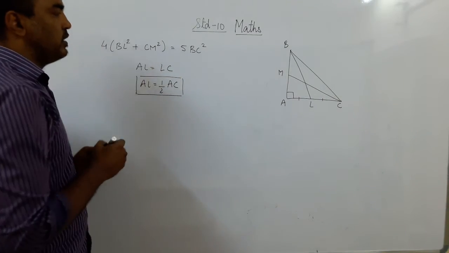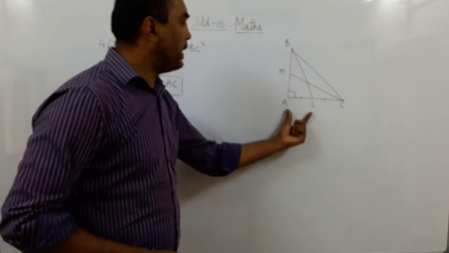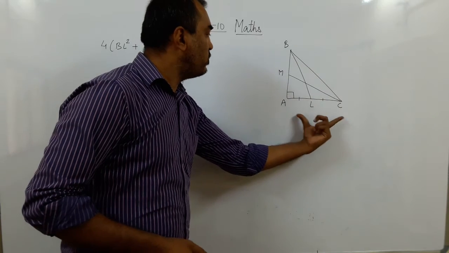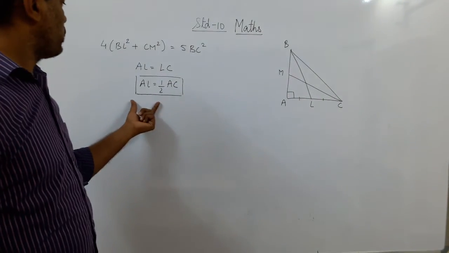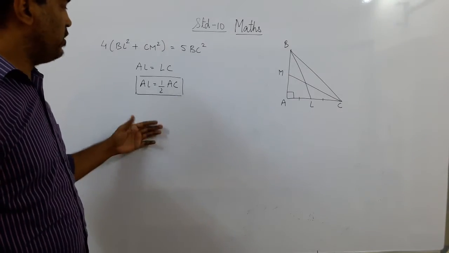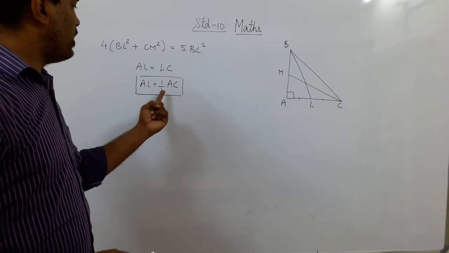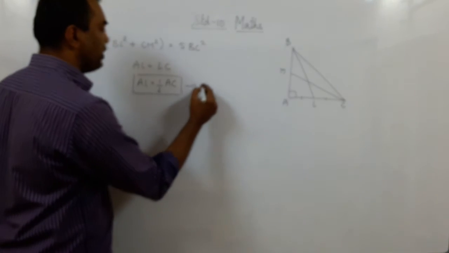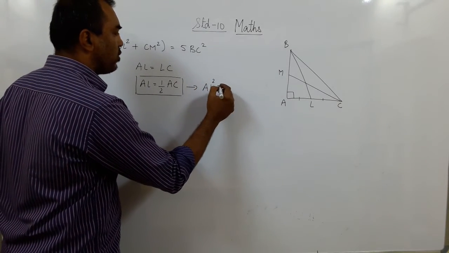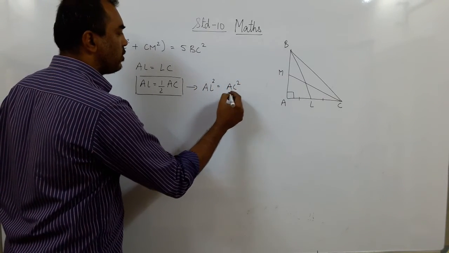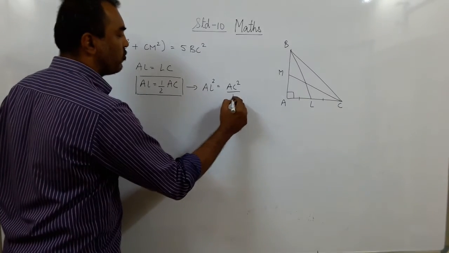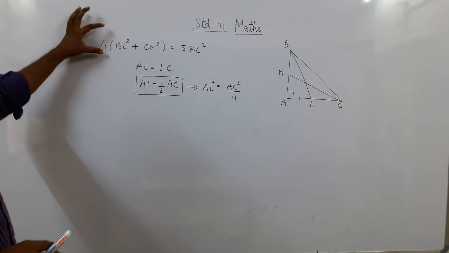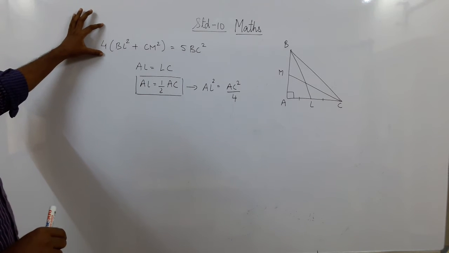Remember this. BL is the median, so AL and LC are equal. So AL is half of the whole thing, AC. Okay, this is the result we need: AL is half of AC. Now if AL is half of AC and I square both sides, what do I get? AL square is AC square upon 2 square, which is 4. This is the way we use the Pythagoras theorem to prove sums like this.